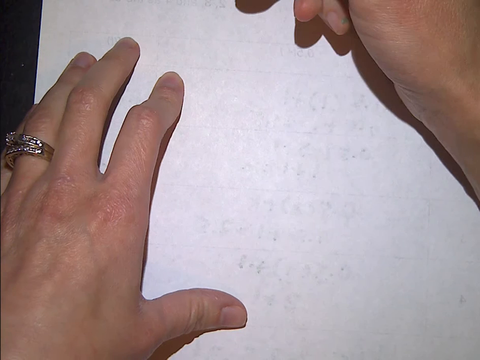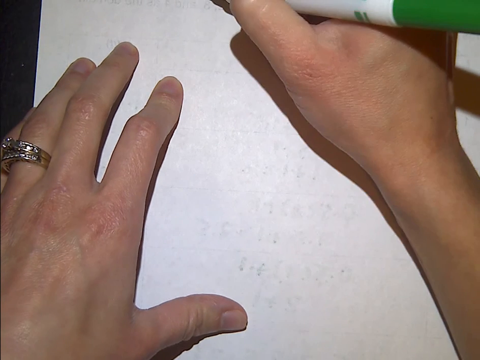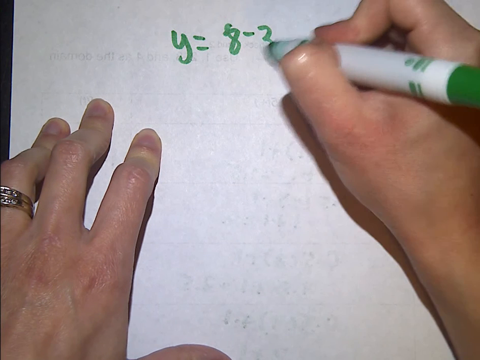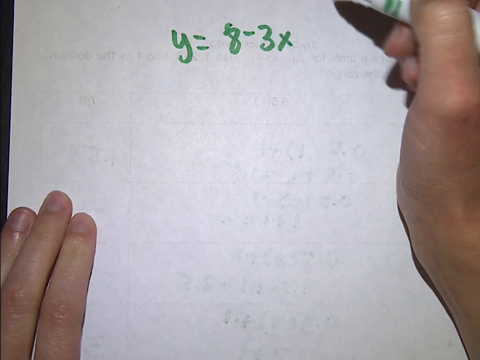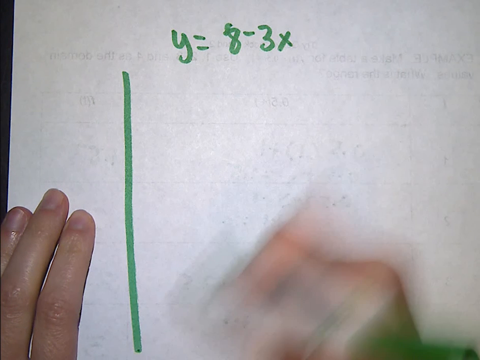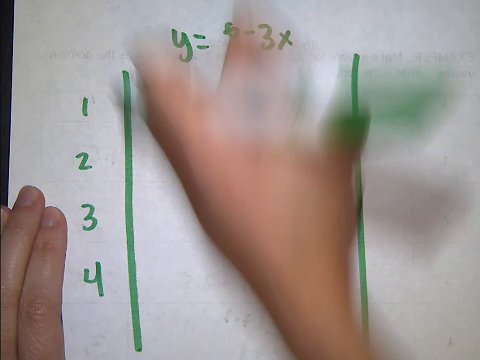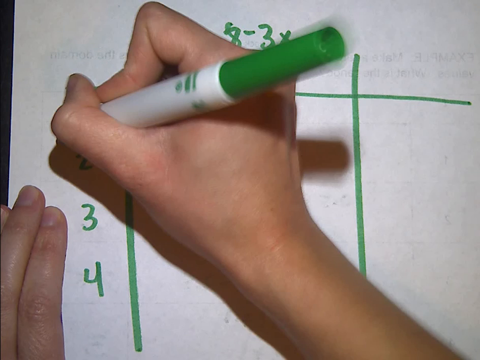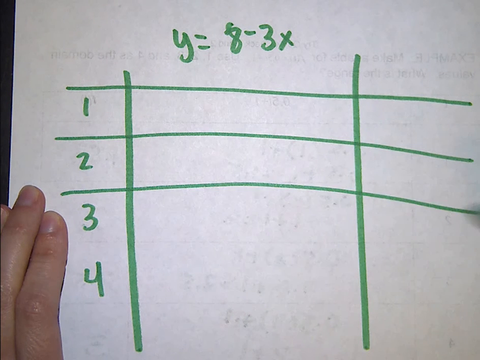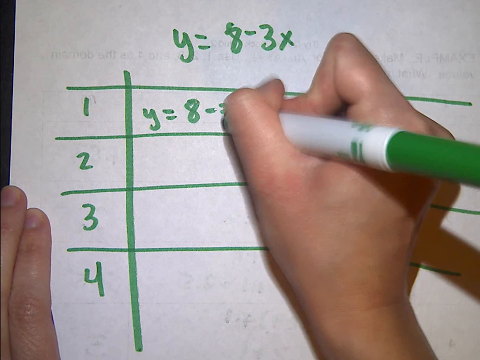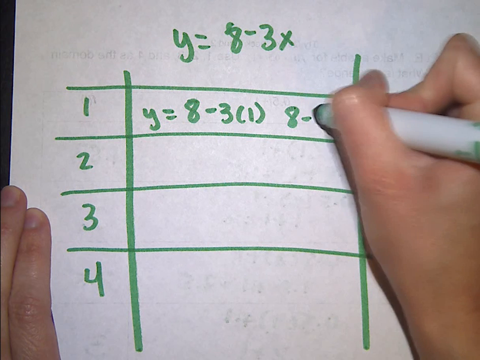Okay, so you had the equation, and it didn't say to write it as a function. They didn't write it as a function, they just had it still as a regular equation. So y equals 8 minus 3x. And it said use the domain 1, 2, 3, and 4. So those are our domains, and we're going to go ahead and find each of the ranges. Okay, so I'm going to put 1 in up here. y equals 8 minus 3 times 1. Well, that's 8 minus 3, which is 5.